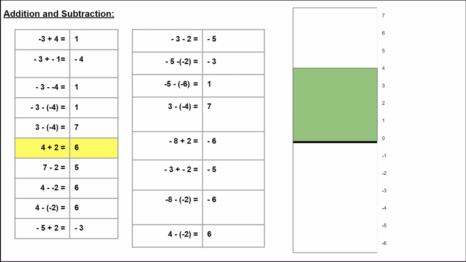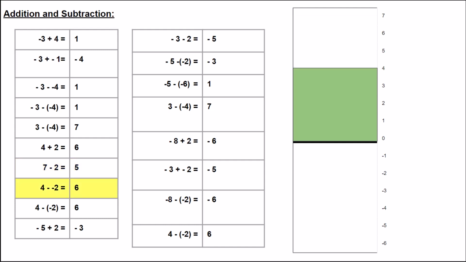Some of these are more intuitive. Let's say you start out with $4 in your account, but someone owes you $2. You add that $2 to your existing account of $4, which gives you $6. Let's say you start off with $7 in your account, but you purchase something that's $2. That takes $2 away from your account and leaves you with $5.